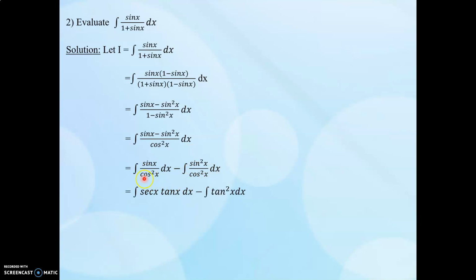This will become integral sin x upon cos x into cos x. So 1 upon cos x is sec x and sin x upon cos x is tan x dx, minus integral sin square x upon cos square x is tan square x dx. Now this will become integral sec x tan x dx minus integral tan square x, which can be written as sec square x minus 1 dx, because we don't have the direct formula for tan square x. So you can convert it using the fundamental identity: tan square x is equal to sec square x minus 1. So it will become integral sec square x minus 1.